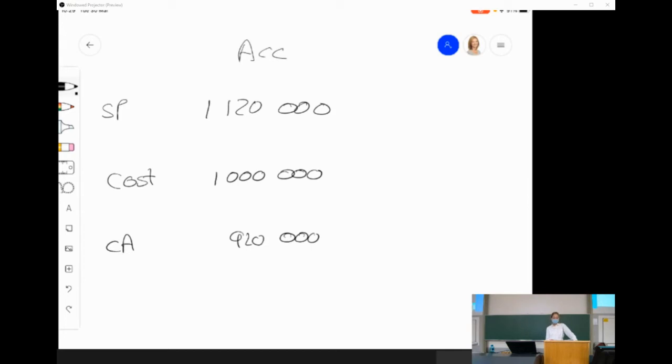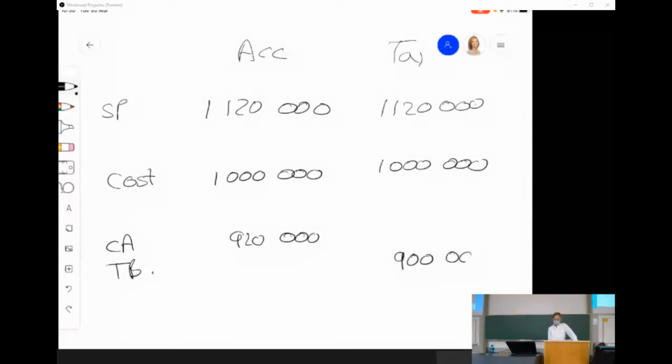Now for tax purposes, obviously the selling price stays the same, 1.12 million. The cost is the same, 1 million. But now my tax base will be 900,000.